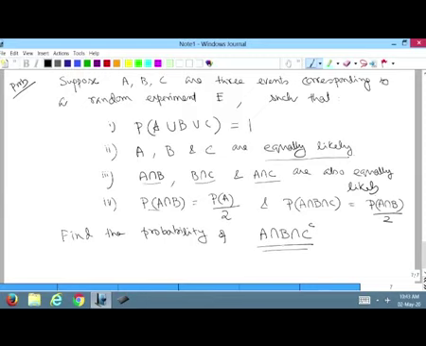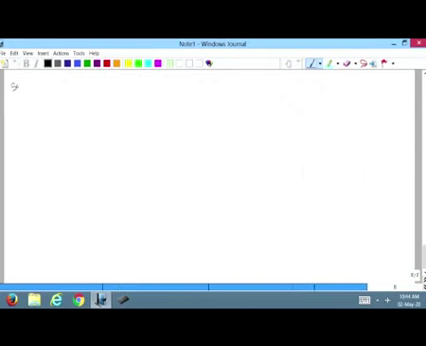Similarly, A, B, C are equally likely, A intersection B, B intersection C and A intersection C are also equally likely, and moreover probability of A intersection B is half of probability of A. We need to find out the probability of A intersection B intersection C complement. So, we move as follows.